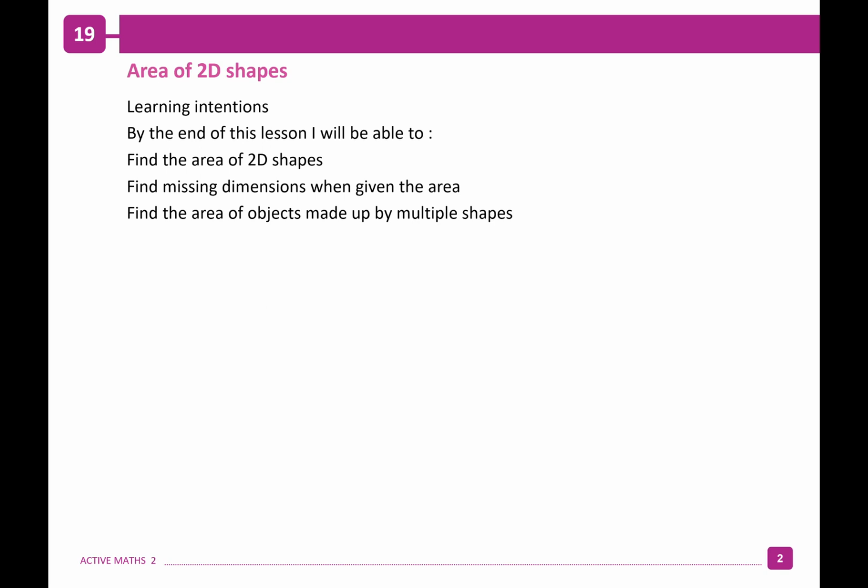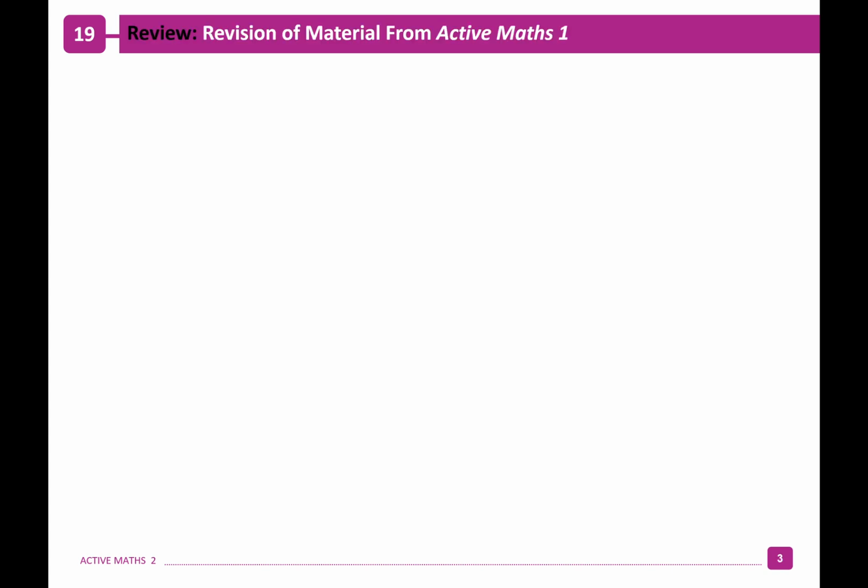Hi guys, today we're looking at chapter 19, perimeter, area and volume. Our learning intention for today is by the end of this lesson you will be able to find the area of 2D shapes, find missing dimensions when given the area, and find the area of objects made up by multiple shapes. Okay, let's just remind ourselves of the material we covered in second year.